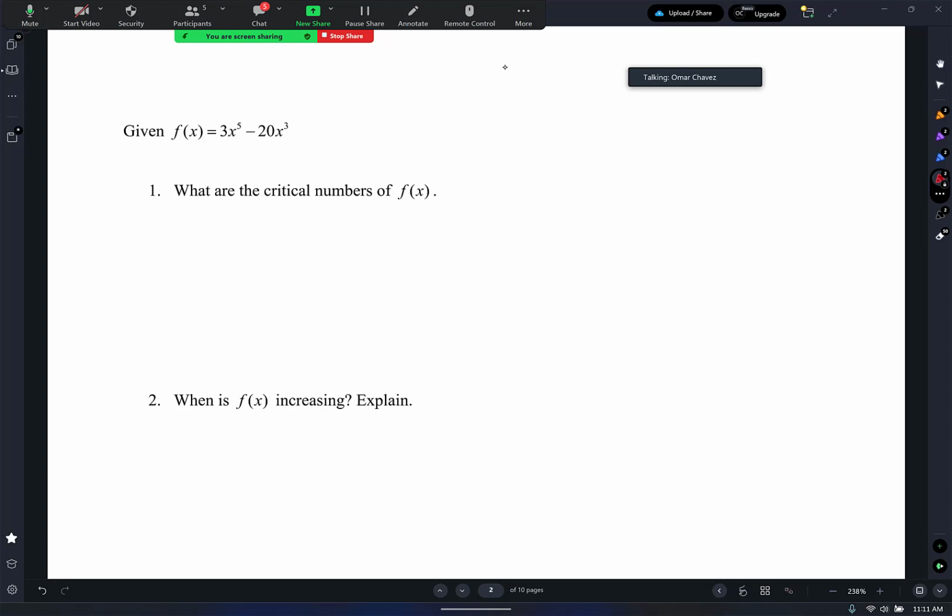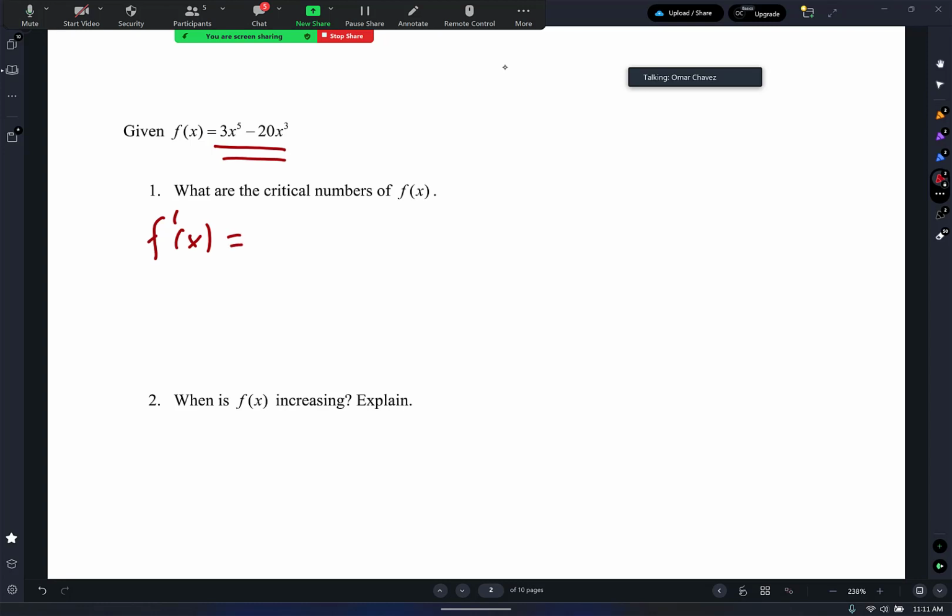So here we go. It says, what are the critical numbers of f of x? So tell me, how do I get critical numbers? It's where your f prime is 0, or changes signs, or is undefined. Perfect. But then we got a polynomial, so we're just going to take a derivative, and then we're going to factor and all that good stuff.